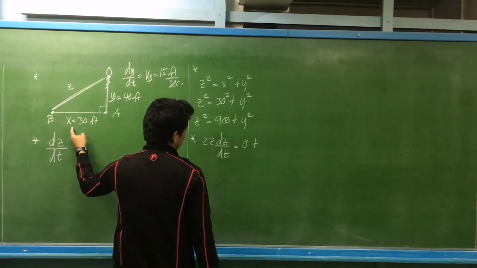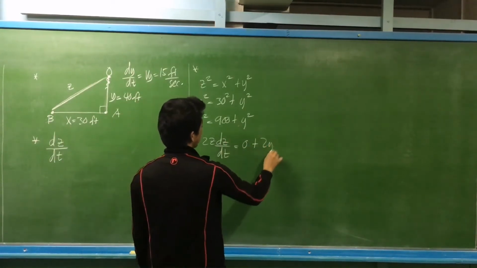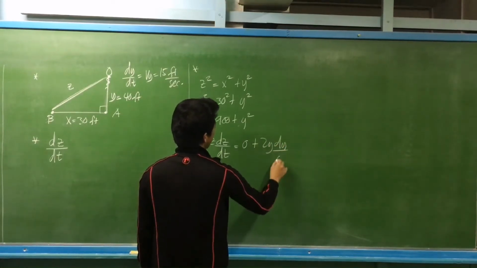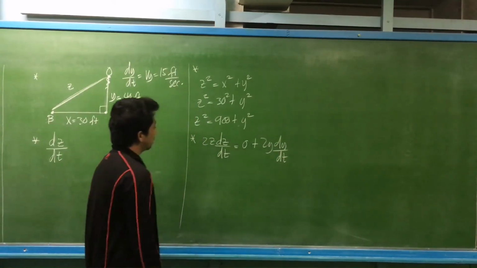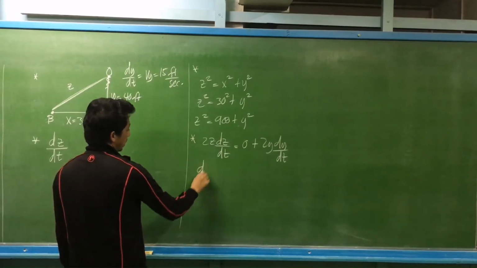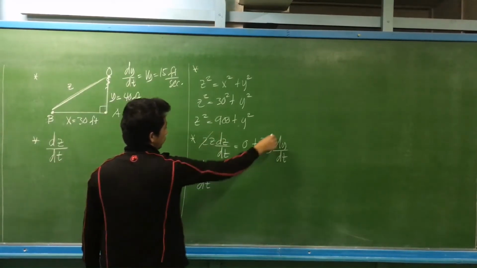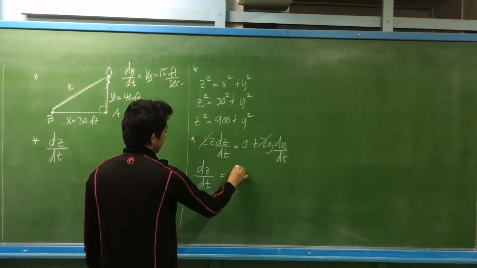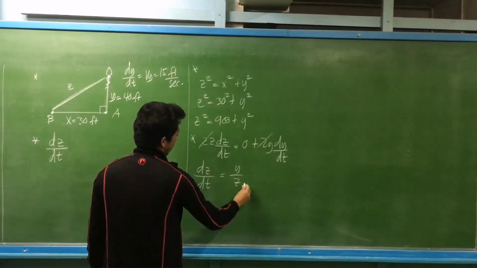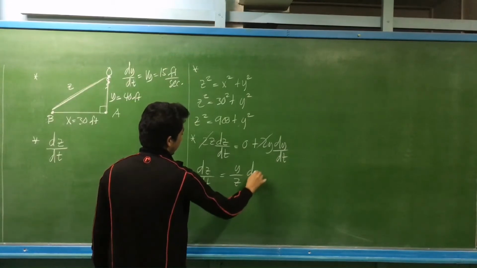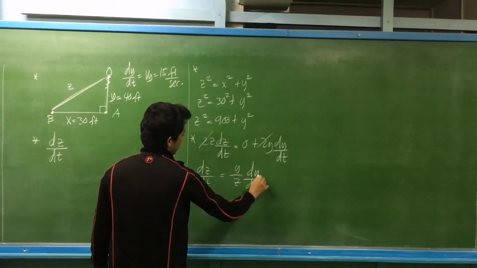So, that is a constant plus 2y dy over dt. So we'll be having the value of dz over dt. We may cancel the 2, and it will be the same as y over z dy over dt.